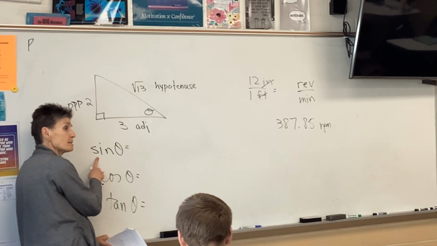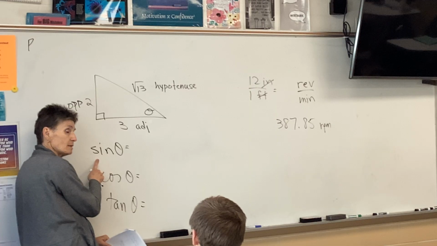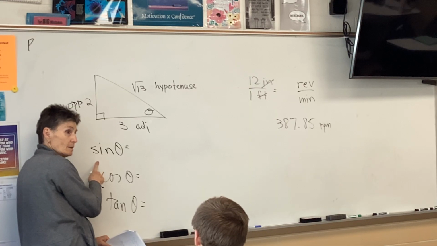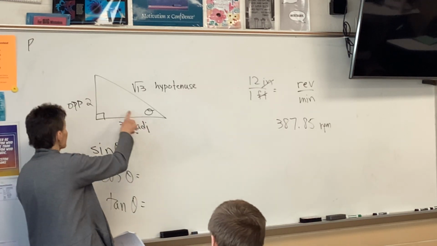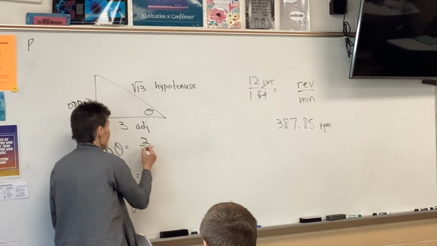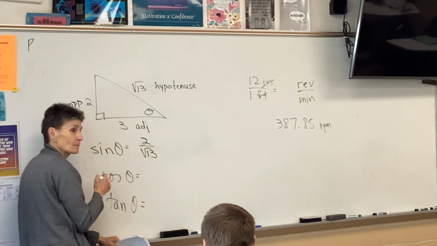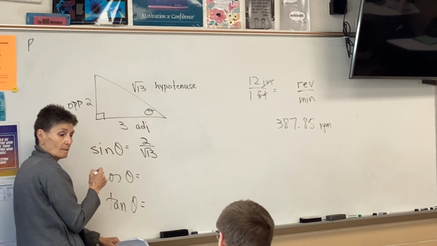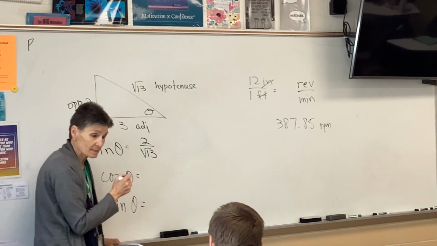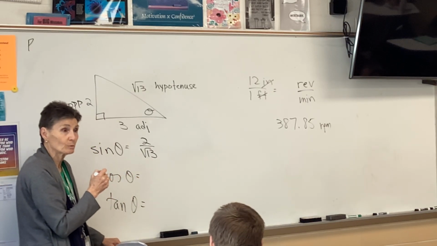Sine is opposite over hypotenuse. So sine will be 2 over root 13. Sine theta equals 2 over root 13.